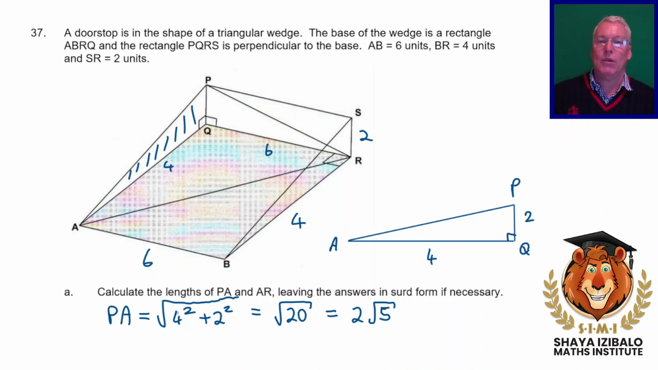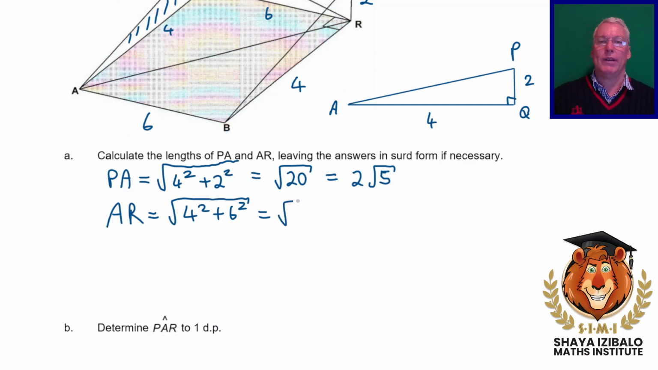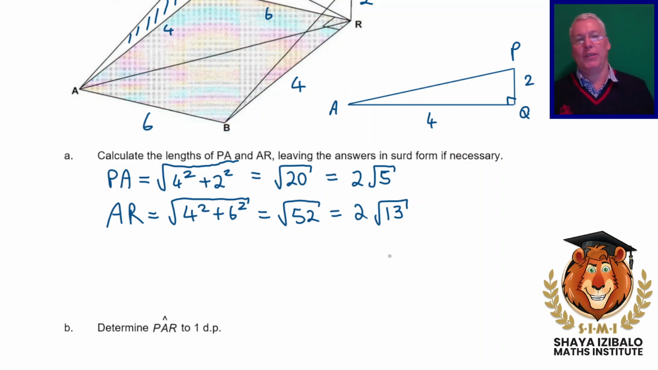And then we're also asked to find AR. Now AR is very straightforward, because if we're looking from the top, we've got a right angled triangle with a side of 6 and a side of 4, and we've got the hypotenuse. So AR would be the square root of 4 squared plus 6 squared. 4 squared is 16, 6 squared is 36. When we add 16 and 36, we get 52. Once again, 4 goes in there, and what's left is 13, and the 4 can come outside the square root sign as 2, so 2 root 13.